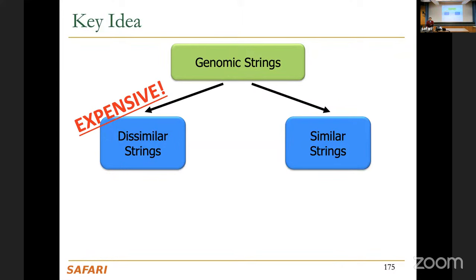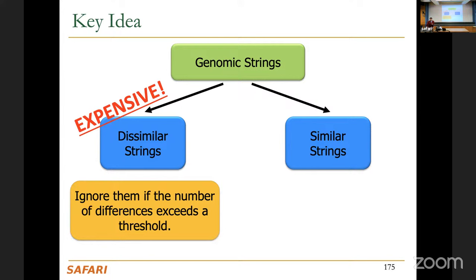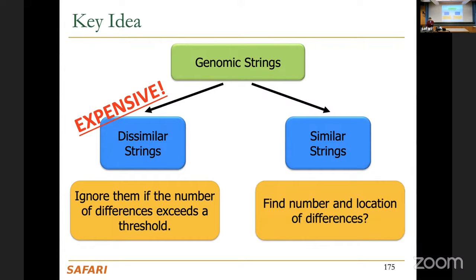This part makes read mapping extremely expensive, because imagine we only performed the read alignment step, or the approximate string matching step, for the reads that are similar to the reference genome. Then we would save a lot of compute cycles, and this would accelerate the entire pipeline a lot. So this is the key idea behind the pre-alignment filter. And this is how it looks.